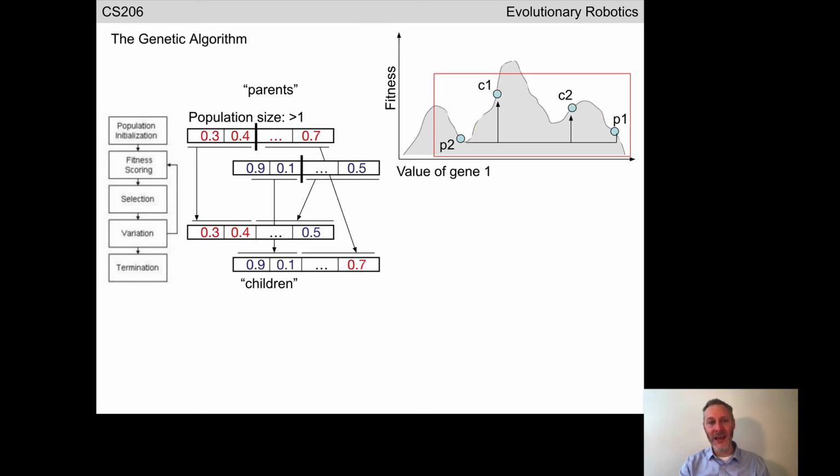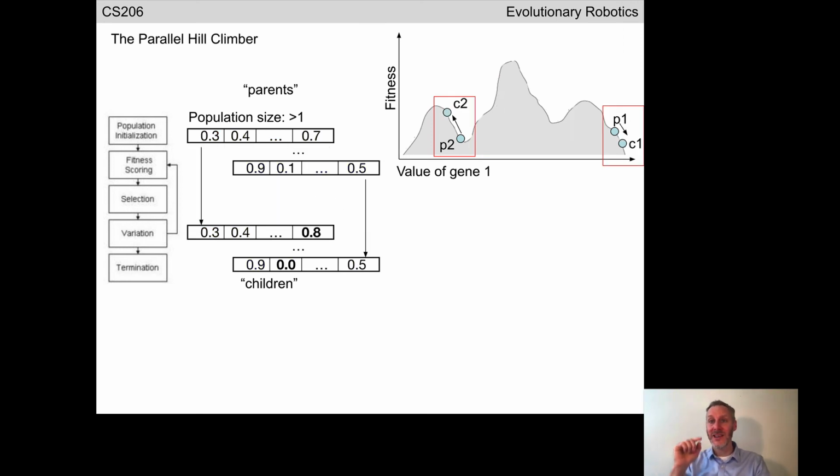We only have 1 minute left, so I think instead of starting in on the genetic algorithm, which is yet an improvement on the parallel hill climber, we'll pause here for today.